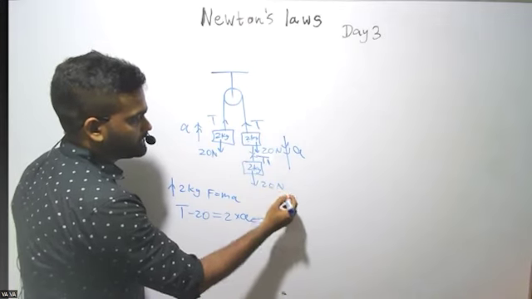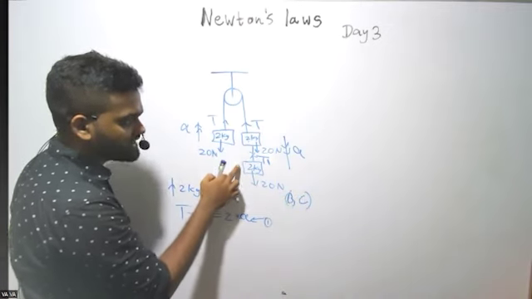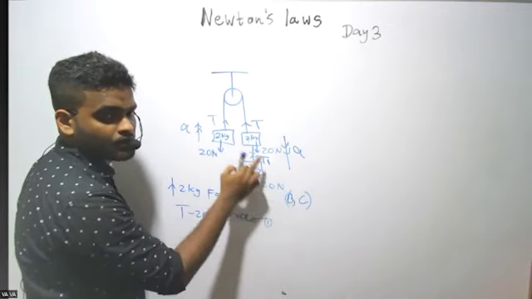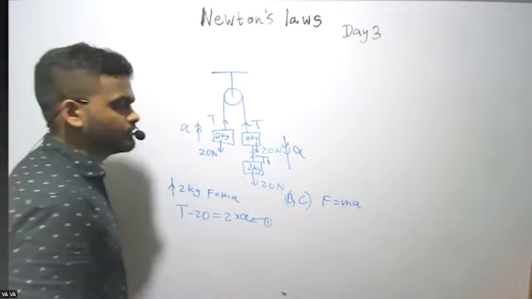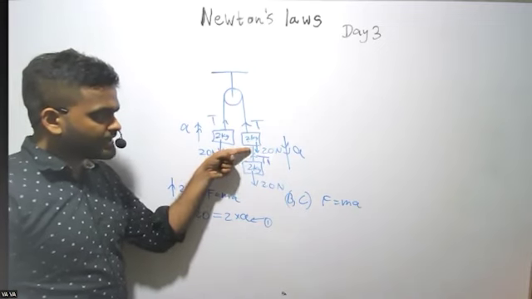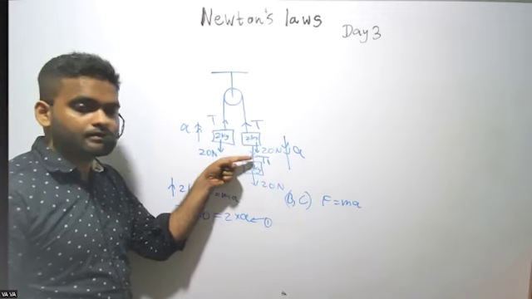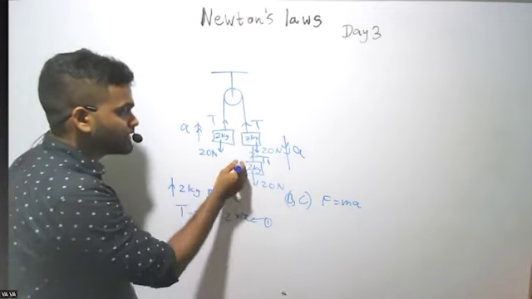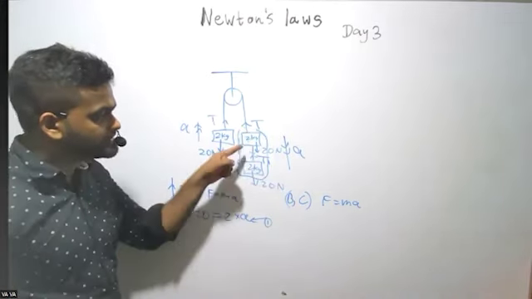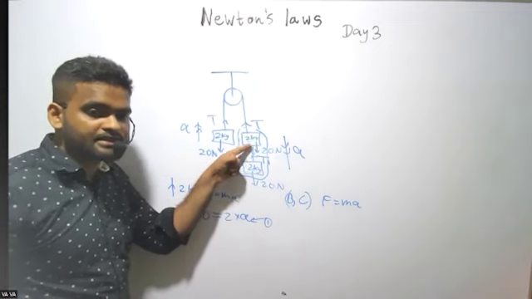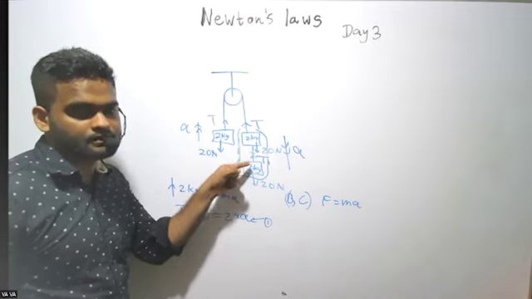Then I'm going to apply the equation to B and C both at once. Why is that? There are two forces T1 here, and I need to get rid of that T1. When you apply it to both at once, these tensions become internal forces. Then they cancel off.